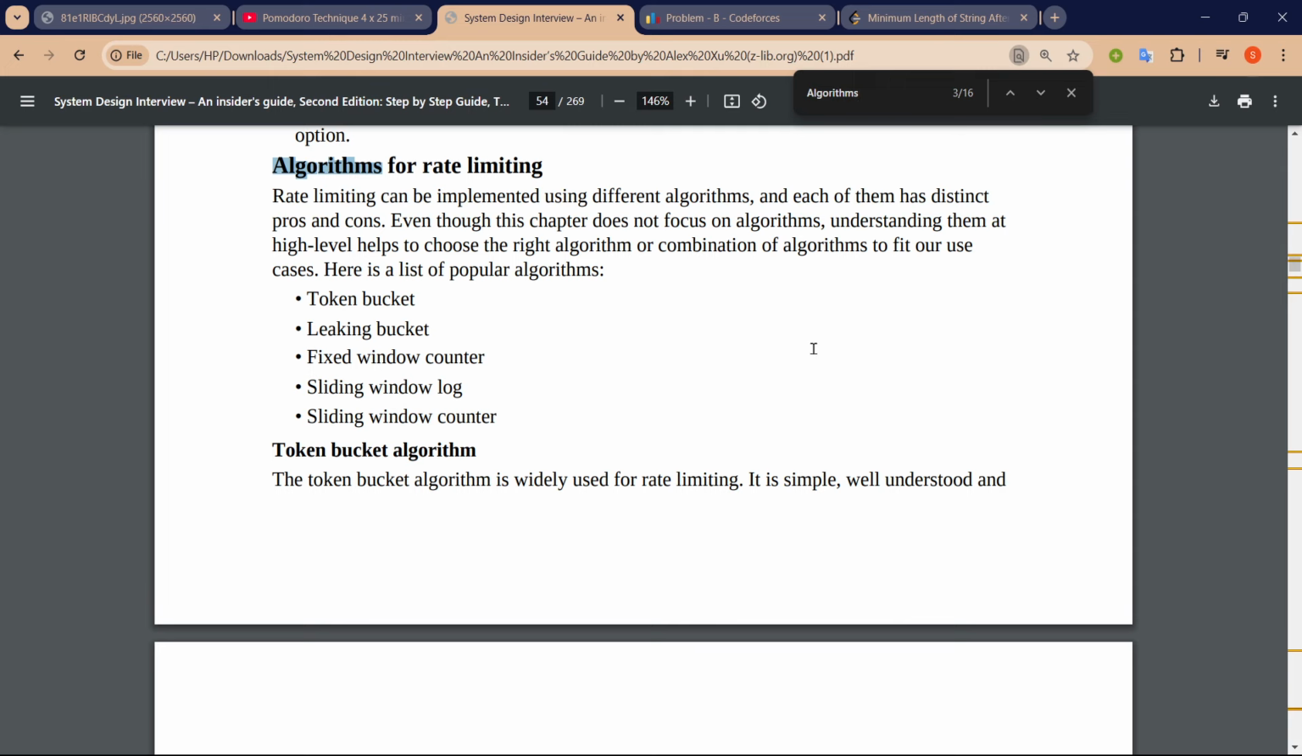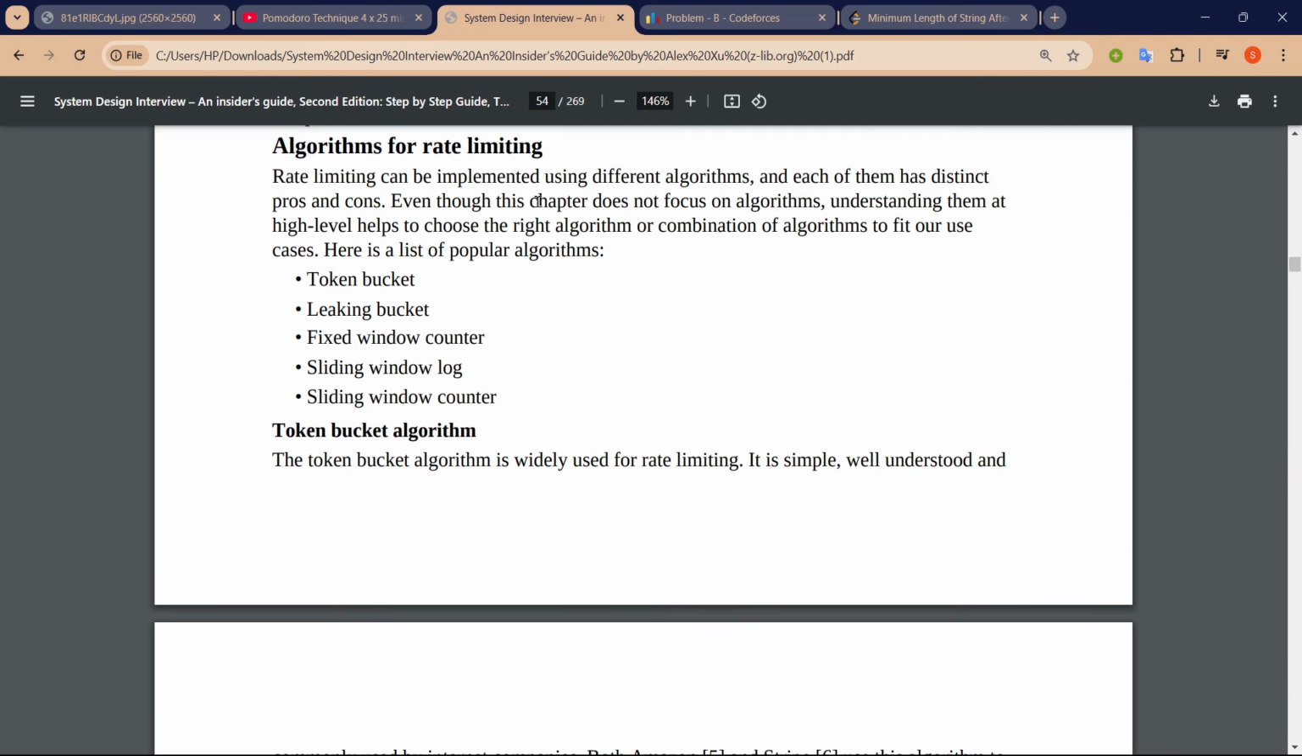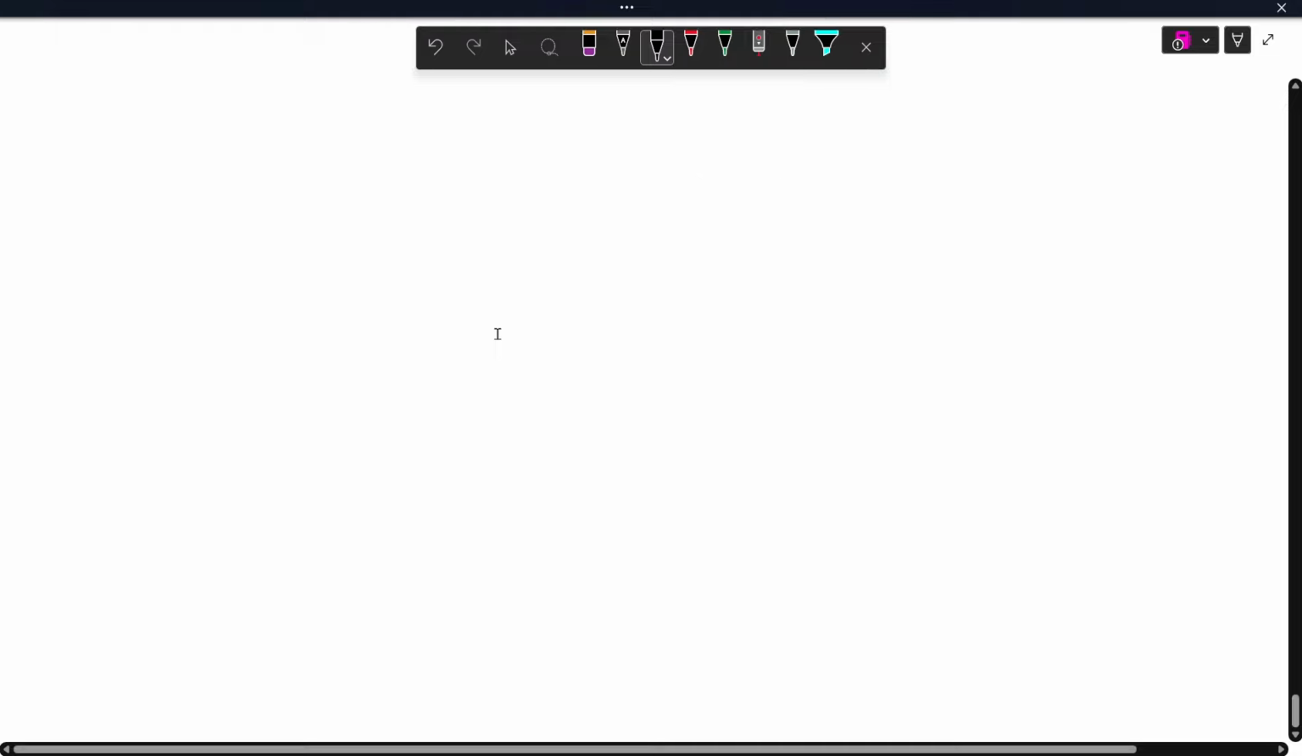Yeah, okay. So, algorithms for rate limiting. Rate limiting can be implemented using different algorithms, and each of them has distinct pros and cons. Even though this chapter does not focus on algorithms, understanding them at a high level helps to choose the right algorithm. So let's understand all of them at a high level.